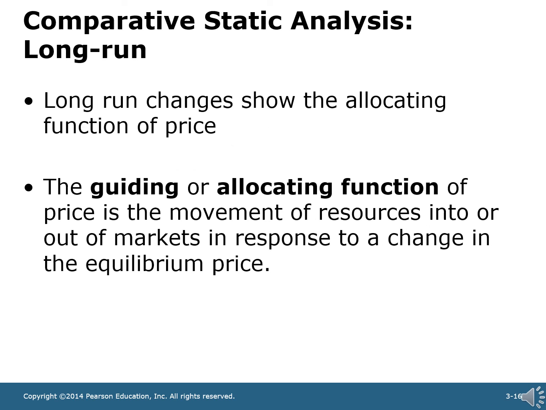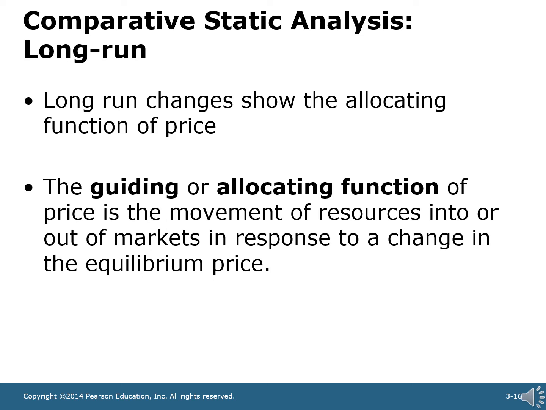that they're consuming. So in the short run, we were looking at the rationing function of price. Now in the long run, this shows the allocating function of price. So the allocating function of price is the movement of resources into or out of markets in response to a change in the equilibrium price. So we're not talking about, like in the short run, what's going on within the market. This is looking at the supply in the long run.